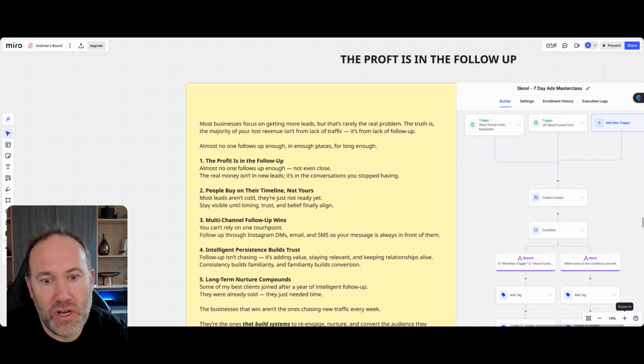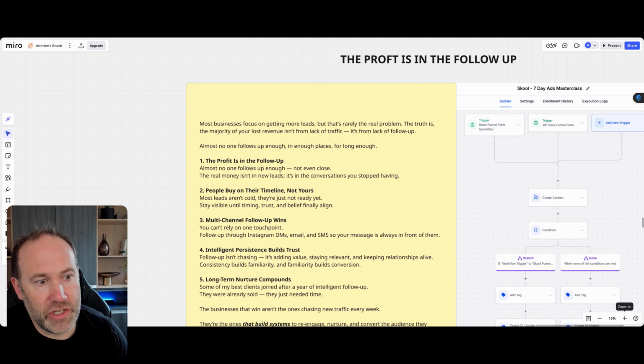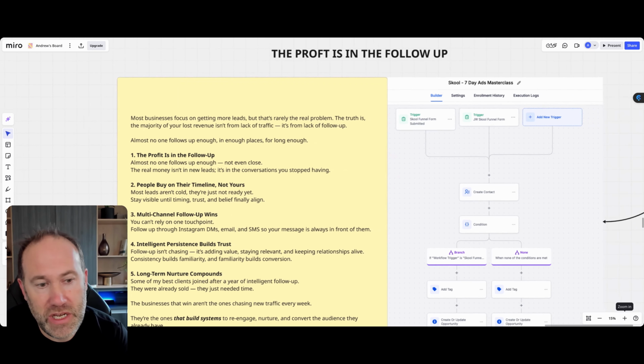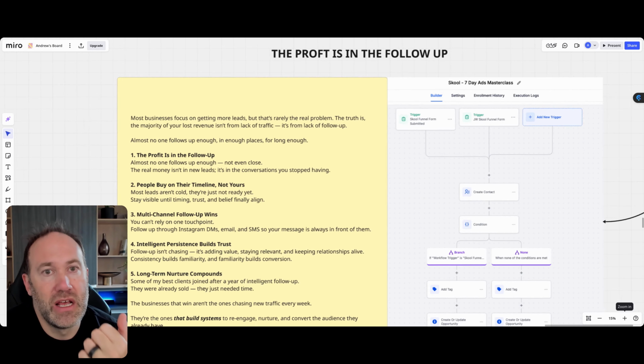Multi-channel follow-up wins a lot. So I have multiple touch points. I'm going to show you in a second what I have in my school for the follow-up when people opt in. We have emails, SMS. For some people, we will follow up and call them. We have the school follow-up and how we connect with people in there.